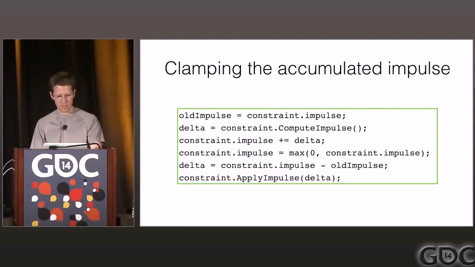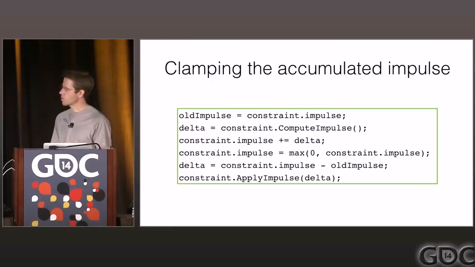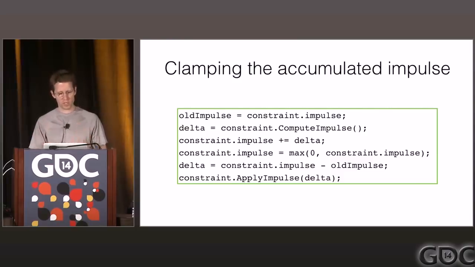And here's how you do that. So first, store the old accumulated impulse. Go ahead and compute the incremental impulse, delta, then add that into the accumulated impulse. And then clamp the accumulated impulse. And then the next step is the tricky bit. I'm going to adjust that incremental impulse to be the actual change in the accumulated impulse. And then I go apply that updated incremental impulse. So there's a few more steps here, but essentially all I'm doing is clamping to achieve the inequality constraint.